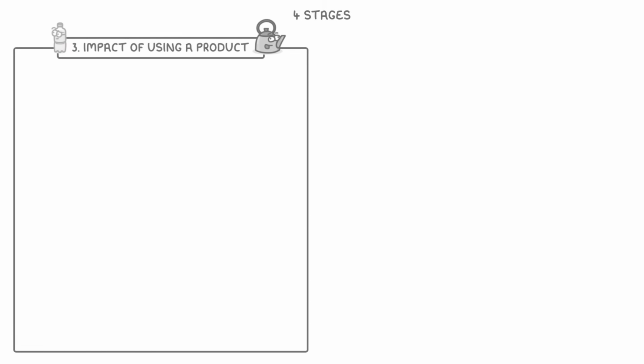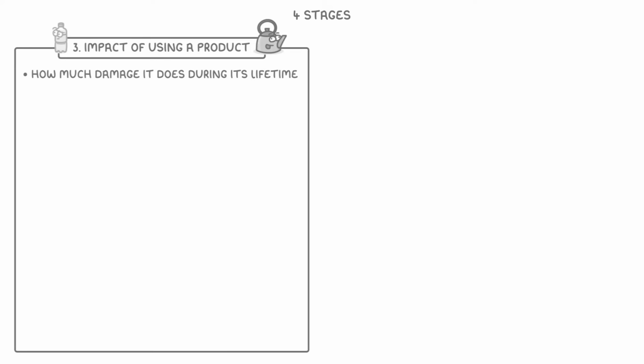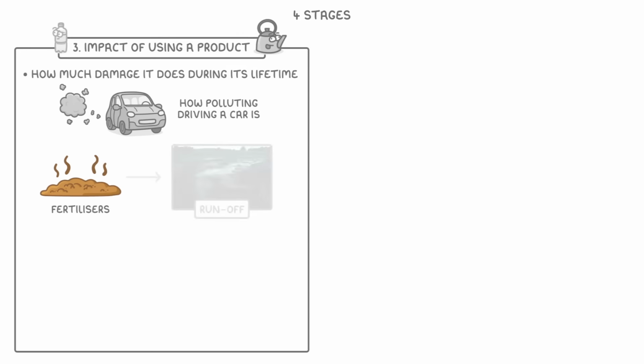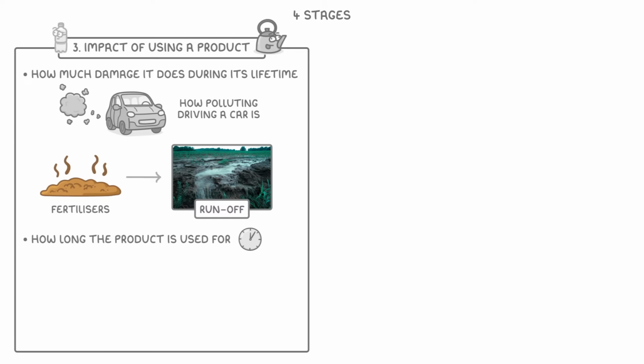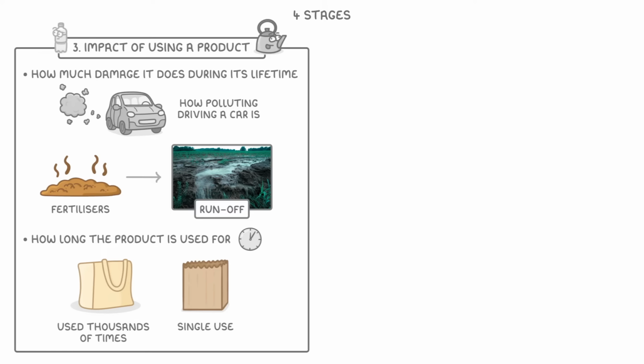When considering the impact of using a product, we need to look at two things: how much damage it does during its lifetime, for example how polluting driving a car is, or how much damage fertilizers do when we consider runoff into the environment, and also how long the product is used for. If you buy a nice bag that you use thousands of times, that's very different from a single-use paper bag.